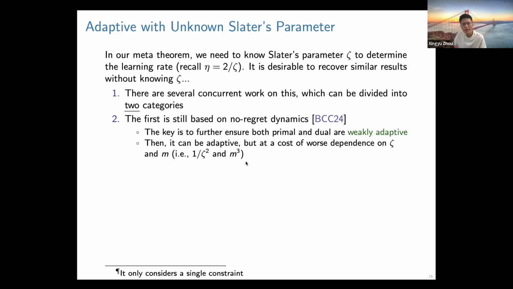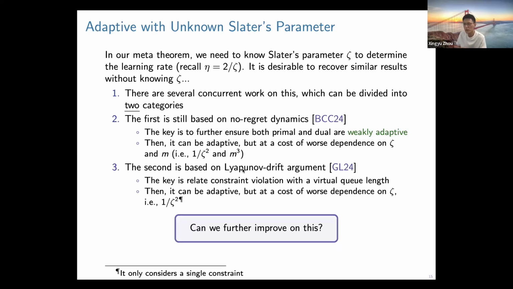So it's not that satisfying, right? And the second approach, which is from the recent COLT paper, is based on the Lyapunov drift approach. The key insight here is that you can relate the constraint violation to a virtual queue length. With this new approach, you can show that it can be adaptive, but also at a cost. The cost is that the dependence on zeta is no longer 1 over zeta, it's 1 over zeta squared. It is worse, right?